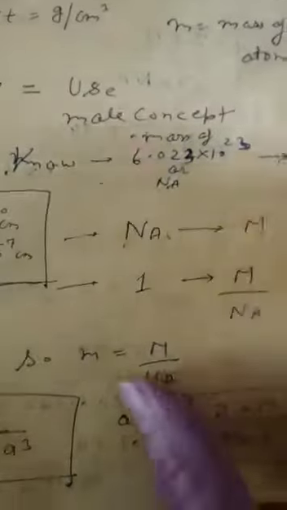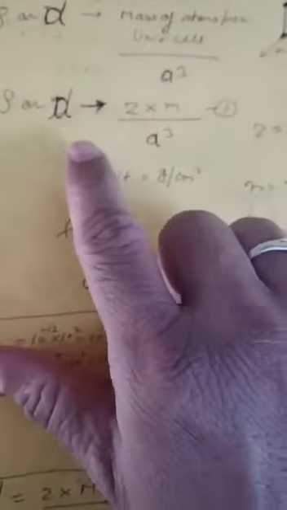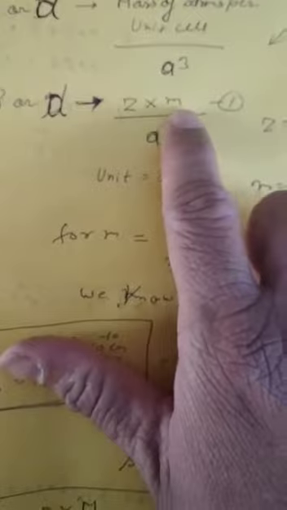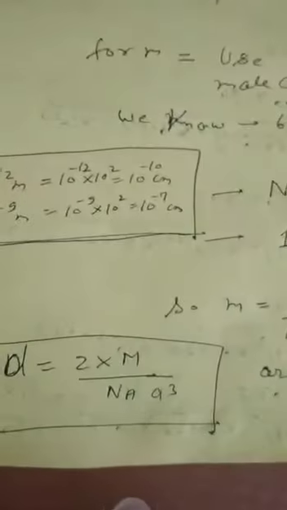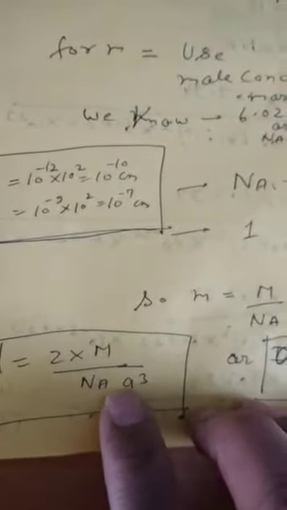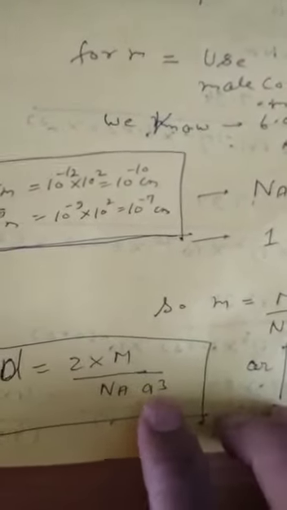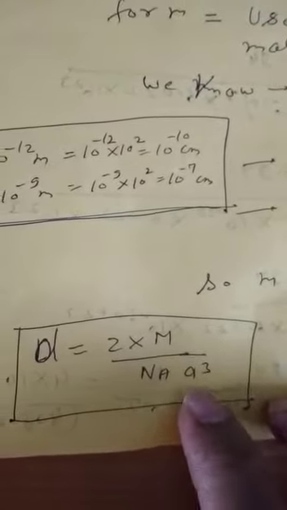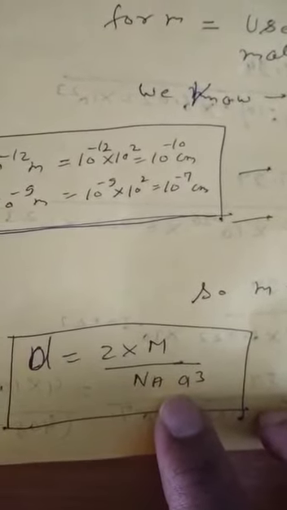So we can substitute this value in the formula. The formula was d is equal to Z into small m upon a cube. Just substitute the value of small m. So you will have this formula: d is equal to Z into capital M upon Na into a cube. That is the formula we will use to calculate the density of the unit cell or crystal lattice.